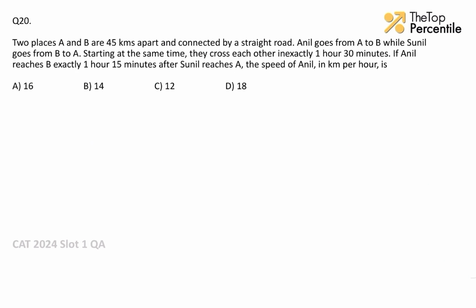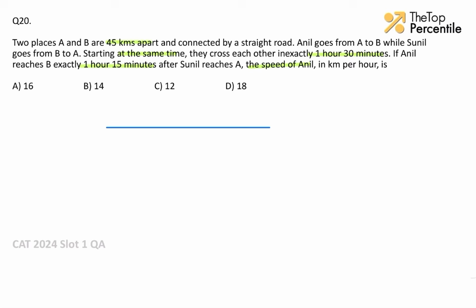Two places A and B are 45 kilometers apart, and they are connected by a straight road. Anil goes from A to B while Sunil goes from B to A. Starting at the same time, they cross each other in exactly 1 hour 30 minutes. If Anil reaches B exactly 1 hour 15 minutes after Sunil reaches A, the speed of Anil is what? Okay, so we need to find the speed of Anil.